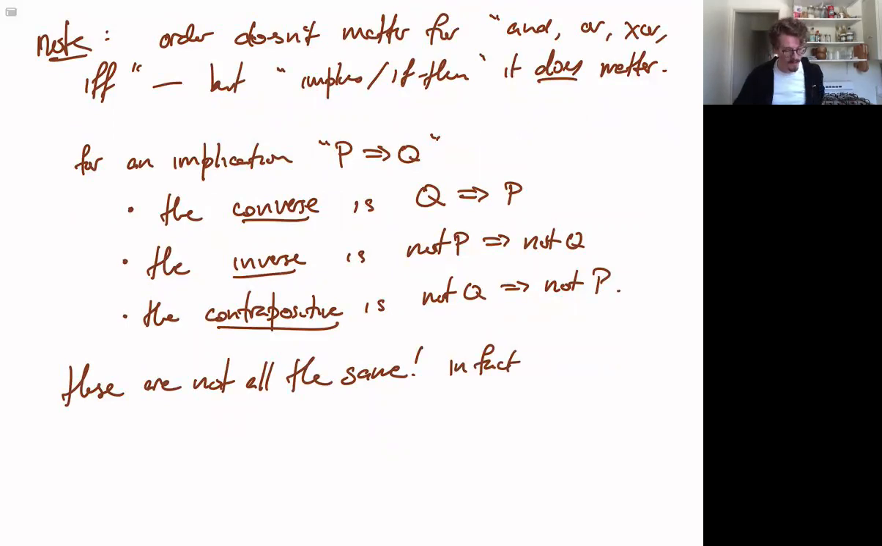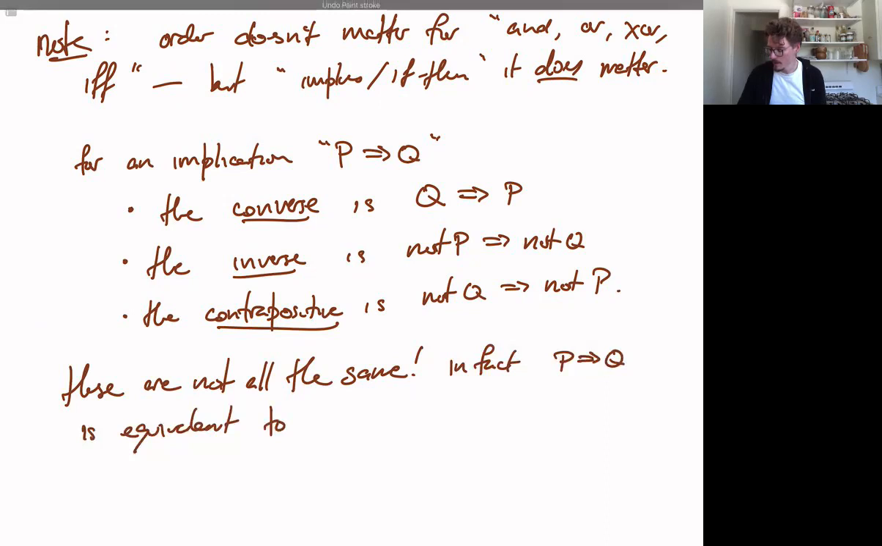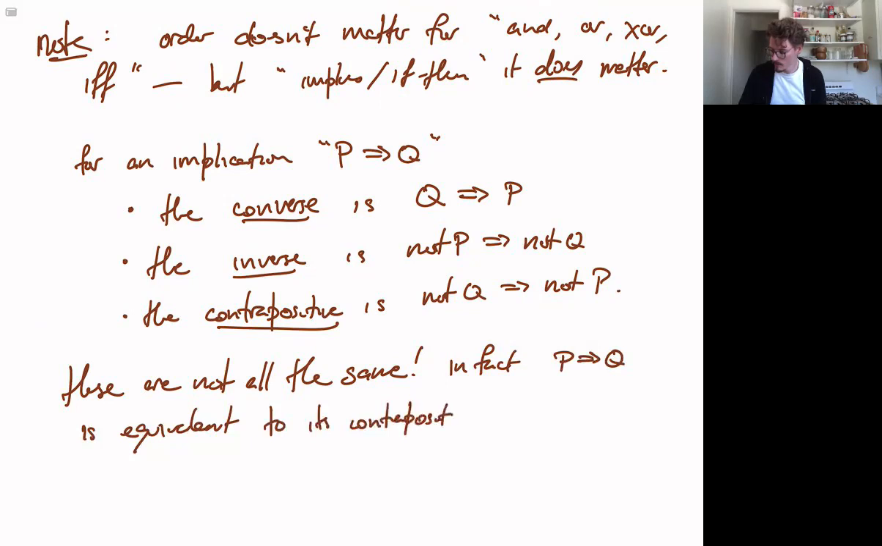Although some of them are. So in fact, P implies Q is equivalent. Maybe I'll say more precisely what equivalent means in this situation. I'll say that in a minute, in a later thing. But an implication, P implies Q, is equivalent to its contrapositive. Not Q implies not P. So these are actually equivalent, these two.